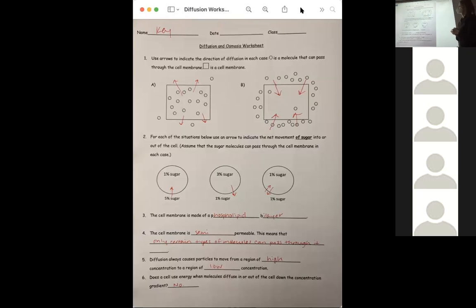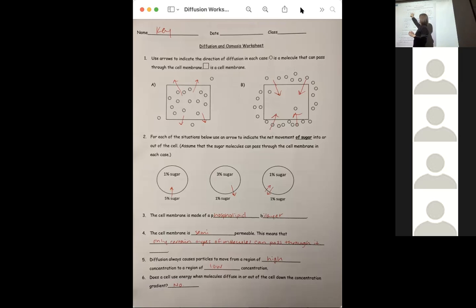So this was diffusion and osmosis. Remember, osmosis is just the movement of water. We looked at water as well as solutes moving across the membrane. I didn't say what this was, it's just a molecule. And diffusion is where molecules move from high concentration to low. So it always goes from high to low.